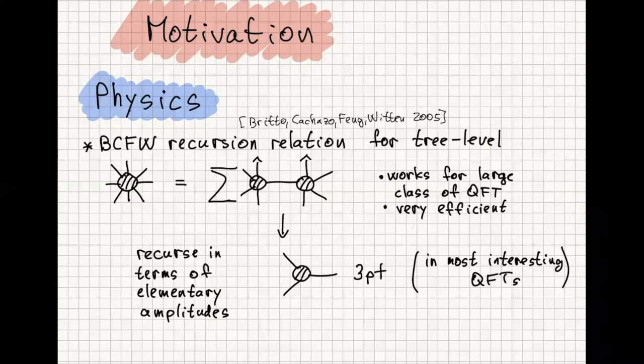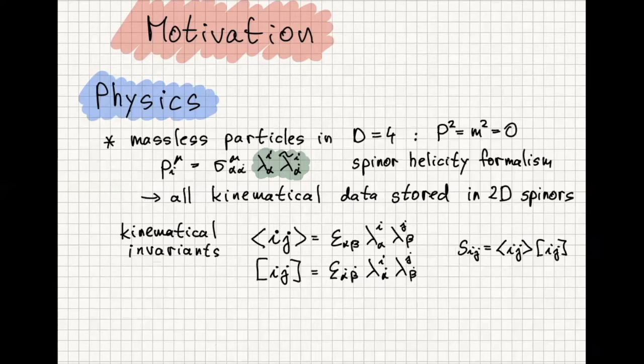And in order to describe these 3-point amplitudes, we use certain kinematical data, kinematical description. So the external particles, as I said, are described by momenta and some spin information. We will be interested in massless particles, where the mass of the particle is zero. So if the particles are on shell, p squared equals m squared is zero. And in 4 dimensions, instead of the 4-momentum p, we can use 2 spinors, lambda and lambda tilde. And this is called the spinor helicity formalism.